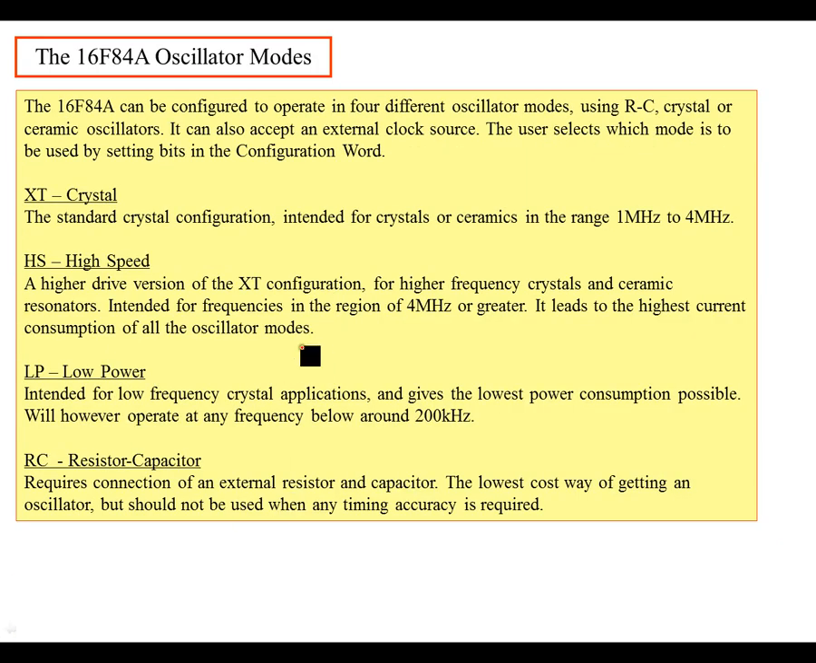So let's look at the different oscillator modes for the oscillator. The 16F84A can be configured to operate in 4 different oscillator modes. We got the XT, we got the HS, the LP, and the RC. The XT, the HS, and the LP, all 3 of those are crystal modes, and then we have one RC mode.